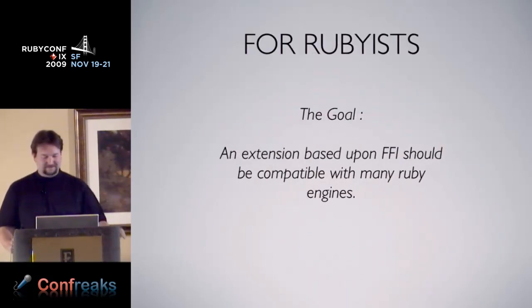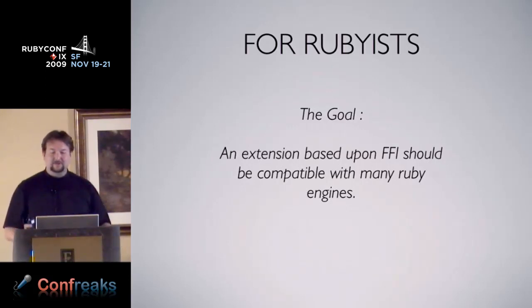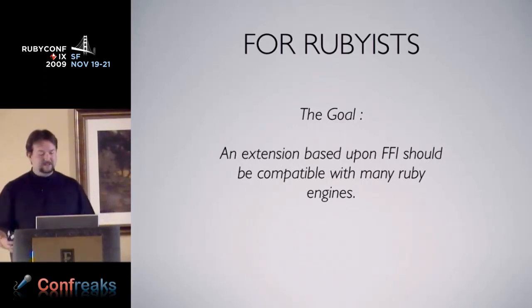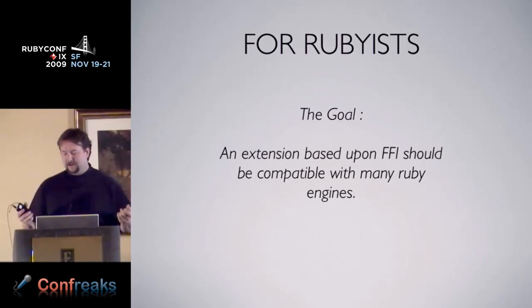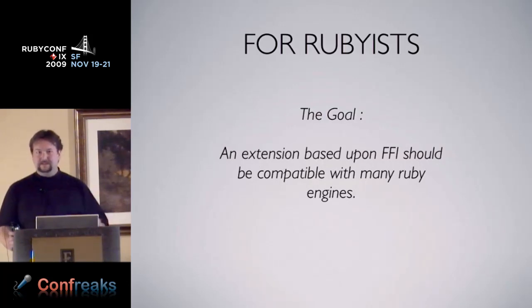But for us, here's our goal. We want to be able to create extensions and gems with extensions that can be compatible with multiple Ruby engines all at once. So instead of having to create a specific gem for JRuby, a specific gem for MRI, another specific gem for MRI on Windows, because if it's Windows, you need to ship the actual binary. The library might not exist, and there may not be a compiler. So what we're trying to do here is make sure that any extension that you write can be used on multiple engines all together.